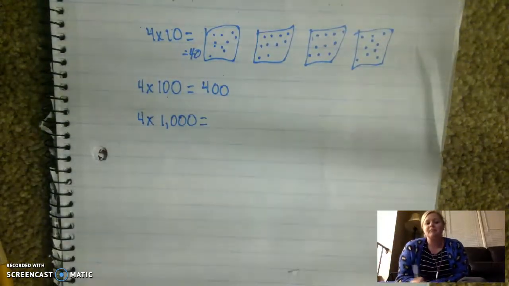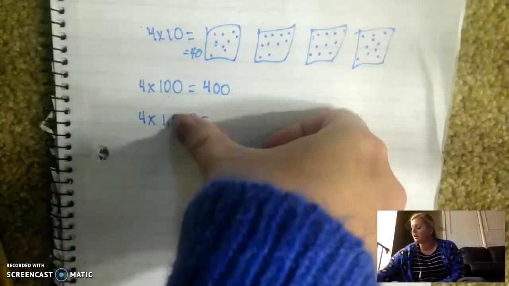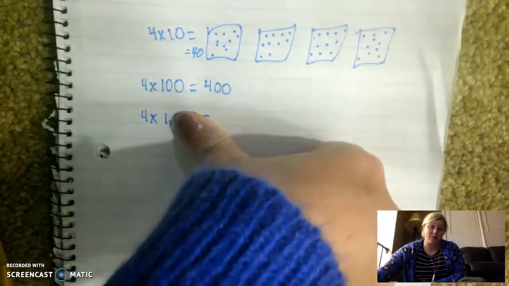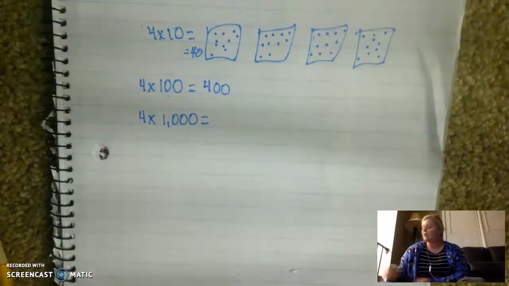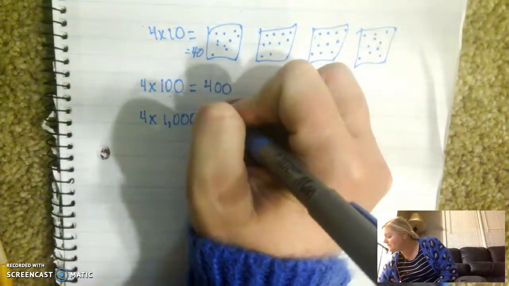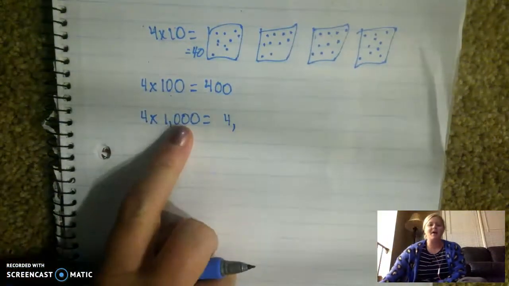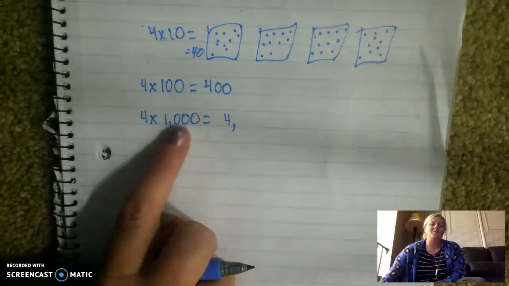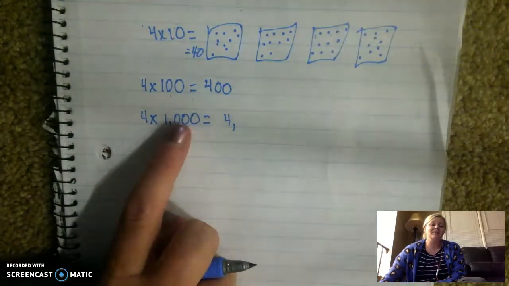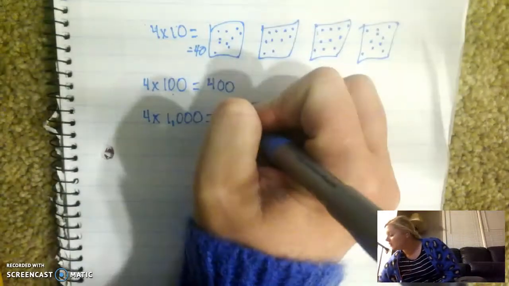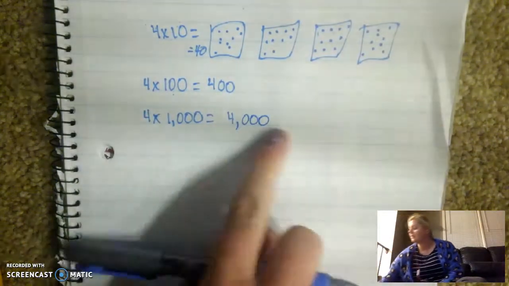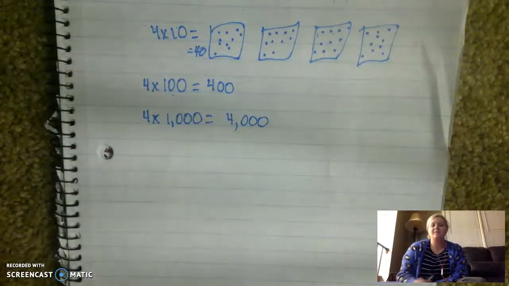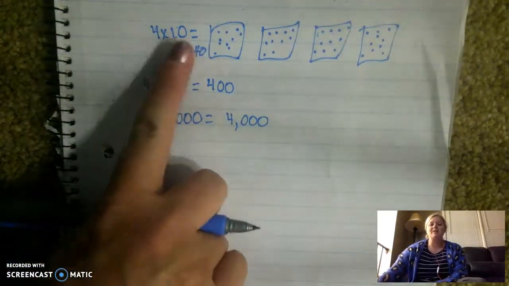Now, pretend these zeros aren't here. Let's get a base problem: 4 times 1. Is that something I know? Absolutely. 4 times 1 is 4. And I know I have how many thousands? I have 1,000, 2,000, 3,000, which gives me my 4,000. 4 times 1,000 equals 4,000. What's the pattern that I'm noticing?